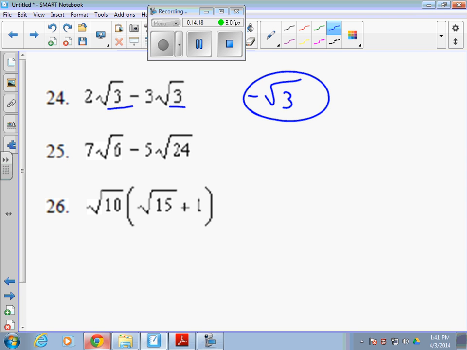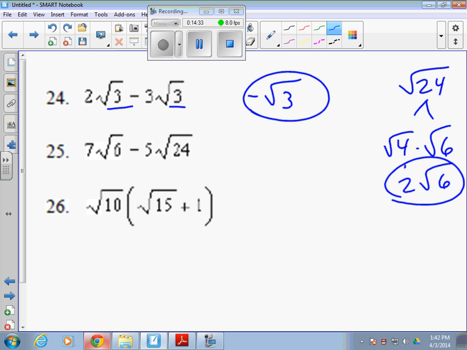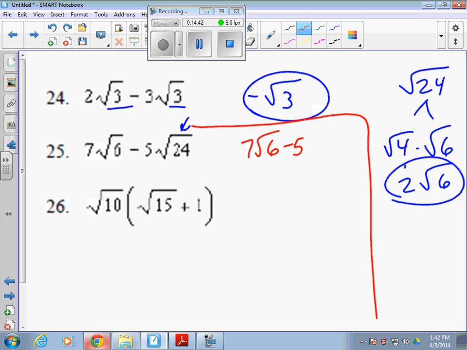The square root of 7 times the square root of 6 minus 5 square root of 24. It's not the same radicals now, but we have to break the square root of 24 down. The square root of 4 is a perfect square times the square root of 6, which is 2 square root of 6. So that right there is the same thing as that. So what you have now, you should grab a different color. What you have now is 7 square root of 6 minus 5 times 2 square root of 6. That's just breaking the square root of 24 down.